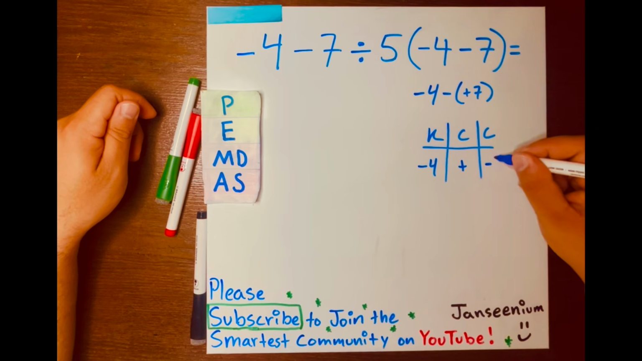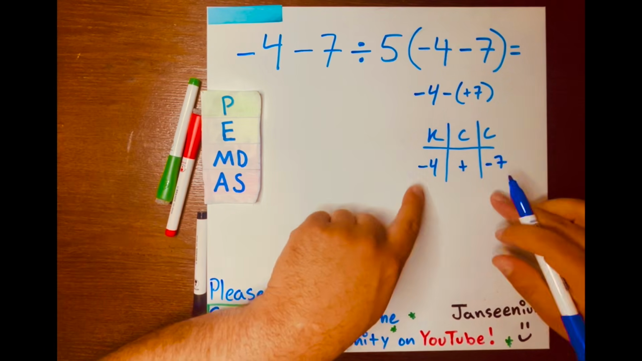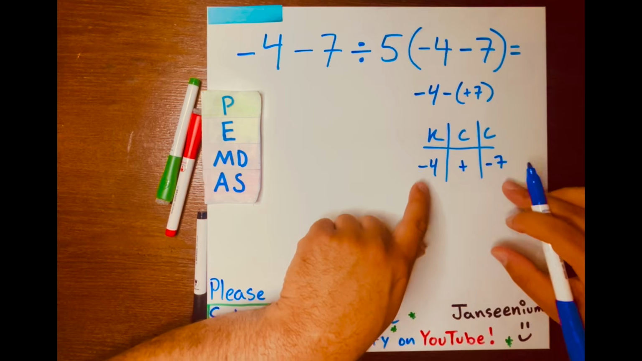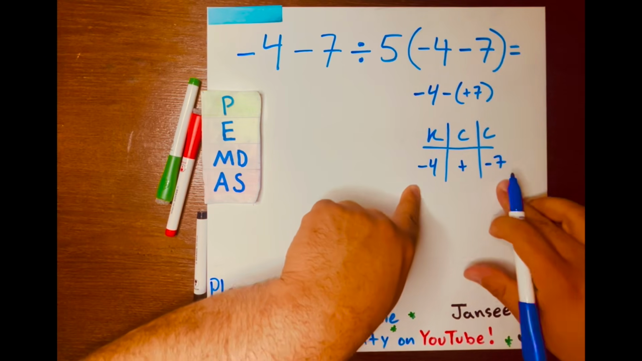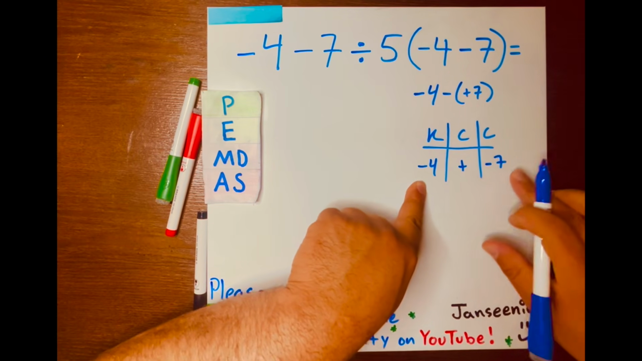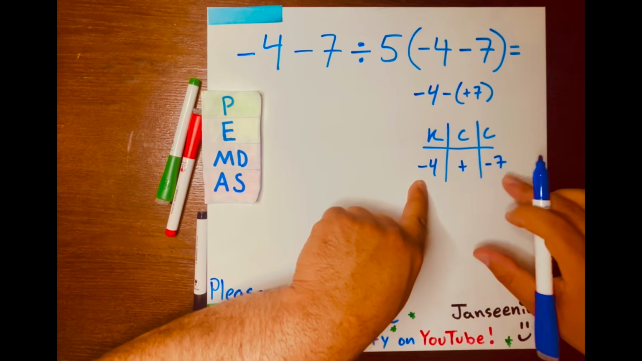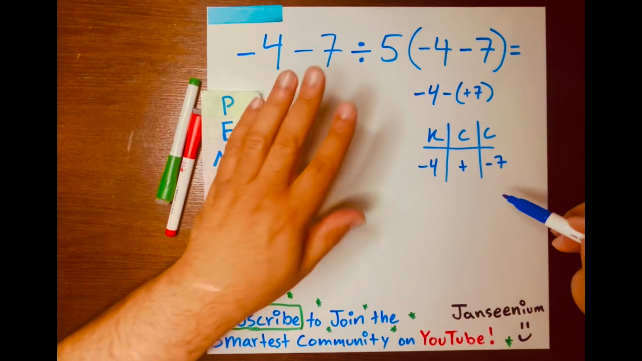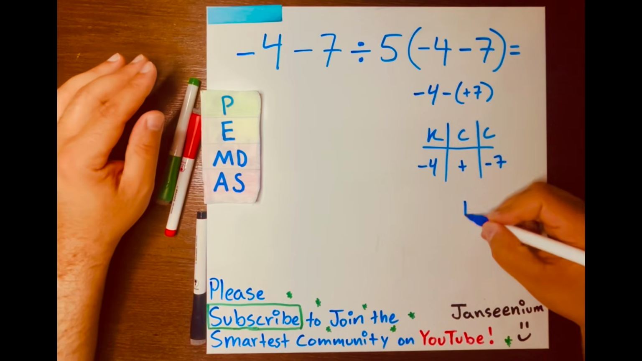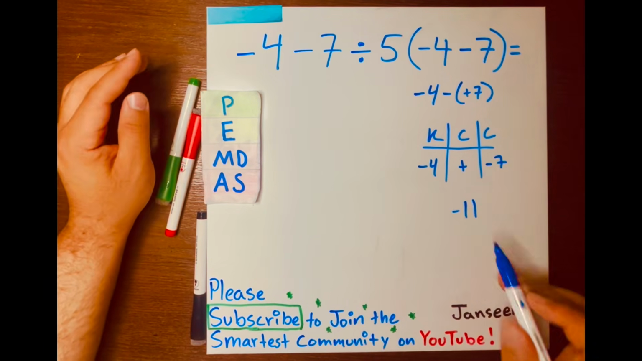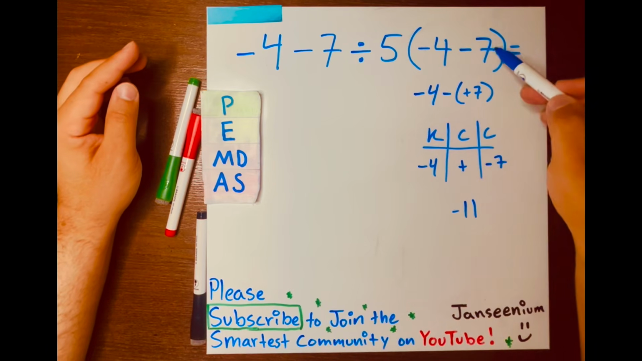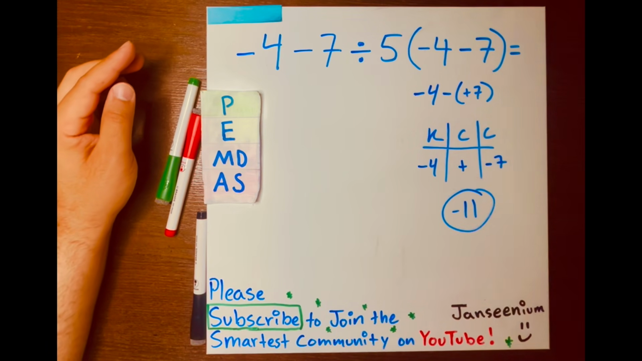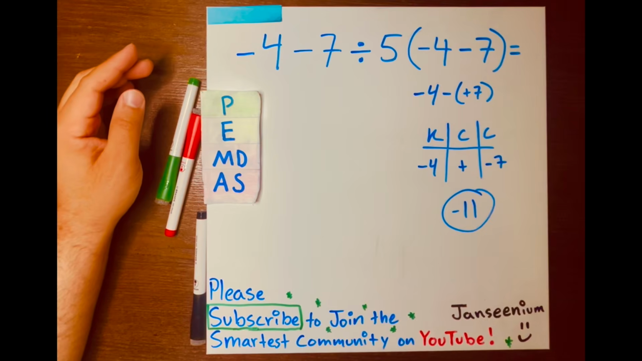So it'll be -7. And now we can use the addition rule, which states that anytime you're adding two numbers with the same sign, you just add them and keep the same sign. So 7 plus 4, 7, 8, 9, 10, 11. And you keep the same sign. So -4 minus 7 equals -11. And that's how you solve that.